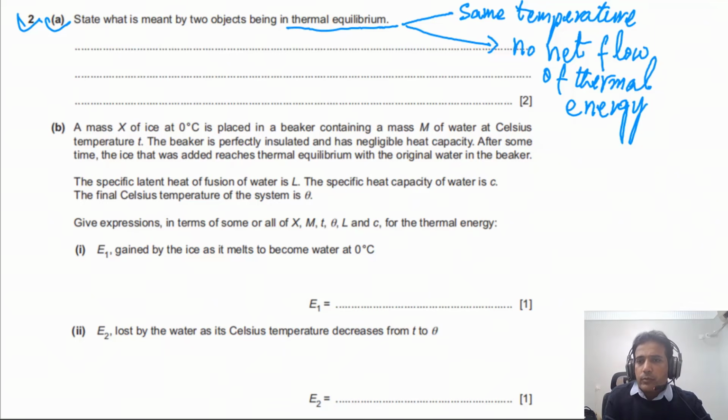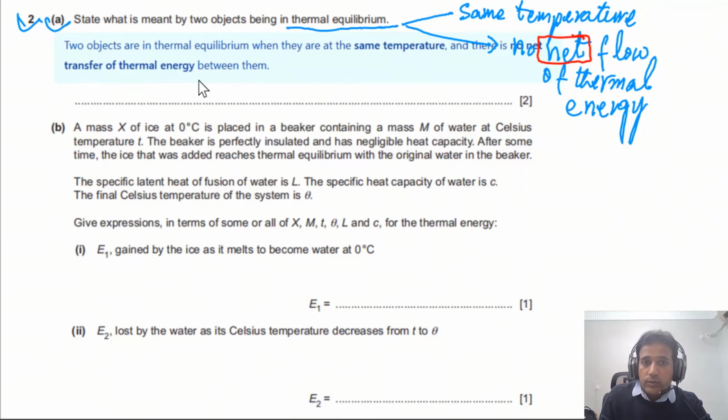But this is a very important one: net. There is flow of thermal energy between objects when they are in thermal equilibrium, but there is no net flow of thermal energy when objects are in thermal equilibrium. So net is very important. Now let me show you how you can write down your answer. So this is how you can write down your answer.